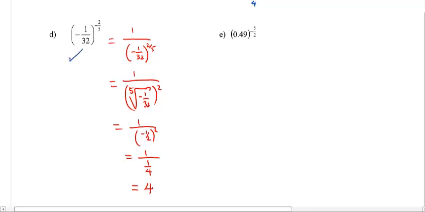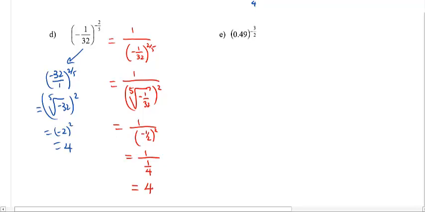Or, once again, if you just like flipping it around right away, negative 32 over 1 raised to the power of 2/5. That works. The 5th root of negative 32, then all squared. Then, of course, same thing. The lovely answer is 4.